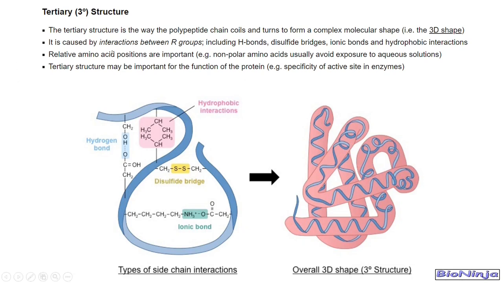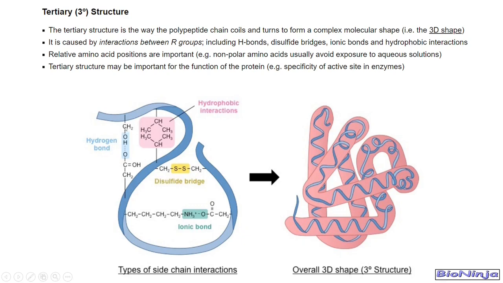A few things we have to remember here is that relative amino acid positions are very important because non-polar amino acids usually avoid exposure to the aqueous solution. So if it's in water, the hydrophobic side chains will usually be found inside of the complex molecular shape, and that will give a distinct tertiary structure for that particular polypeptide. Again, the tertiary structure may be important for the function of the protein because there may be some parts of the three-dimensional structure of this polypeptide that would be important for enzymes, like the active site in enzymes. I will be talking about that later in module 1.3.